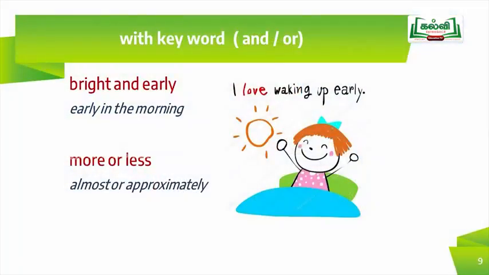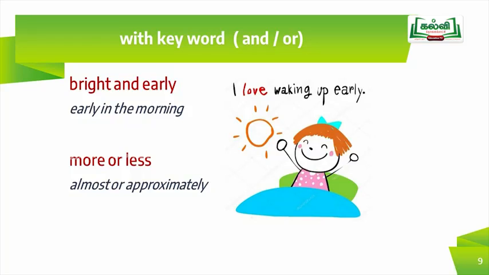Okay, we have another type of idiom, which is a fixed phrase with the key word and or. Look at the example here. We have two examples. Look at the first one. Bright and early, here this is the idiom. Bright and early, what's the meaning for this idiom? That is, early in the morning.